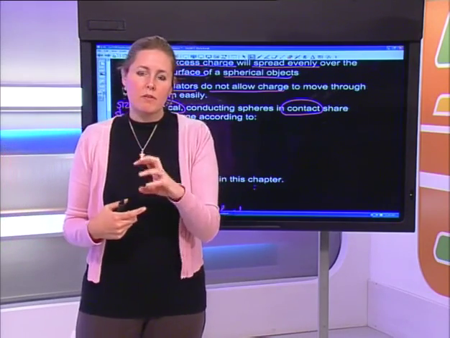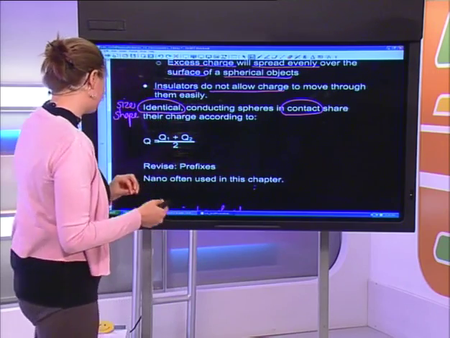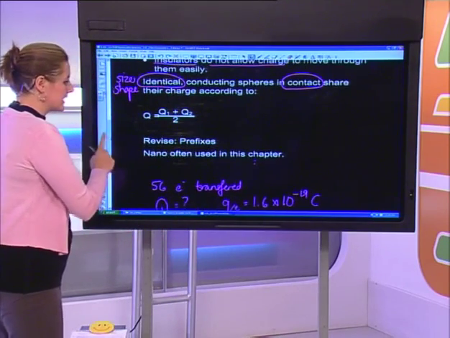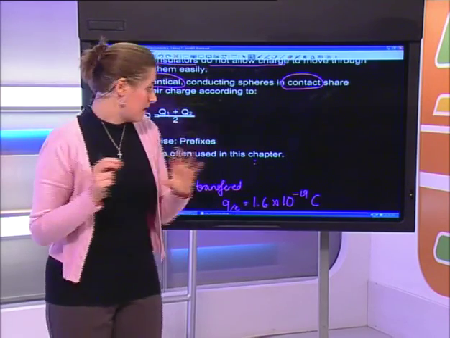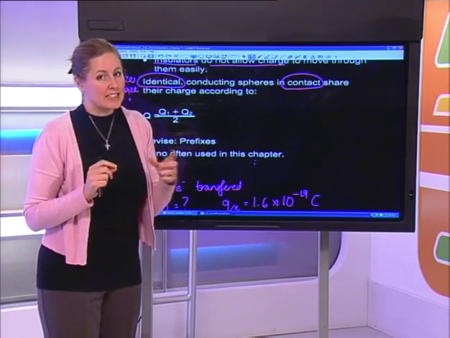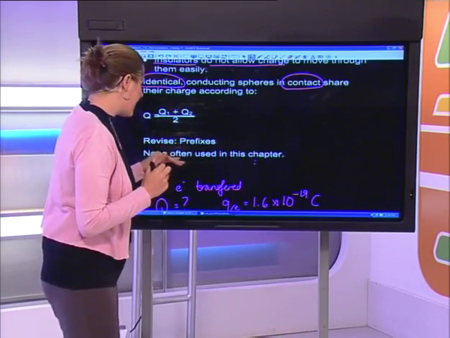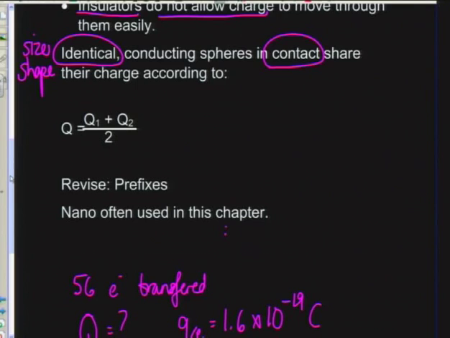So very, very important. We do lots of calculations. I want you to notice that in this chapter, you are going to come across words like nano and micro. It's very important that you go back and revise some of those prefixes. Nano is often used in this chapter. Nano stands for times 10 to the negative 9. That's one of the good ones to learn.